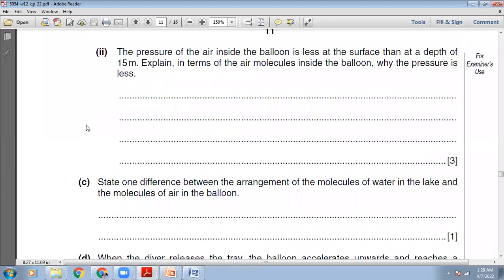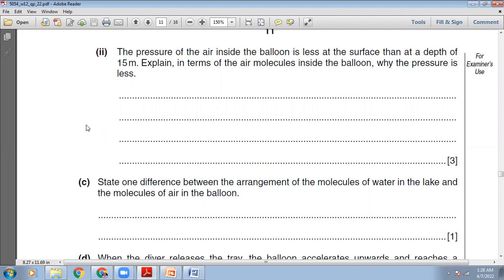Okay, so we are going to the next part. The pressure of the air inside the balloon is less at the surface than at a depth of 15 meter. Explain in terms of the air molecules inside the balloon why the pressure is less. You see, when the balloon is at a depth of 15 meter, the volume of the balloon is small, less.